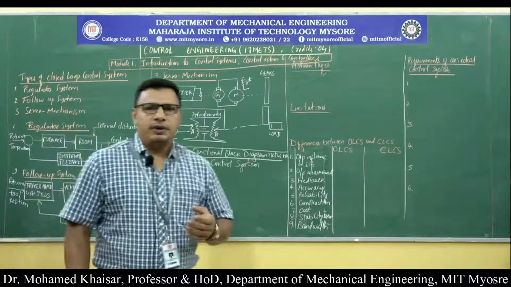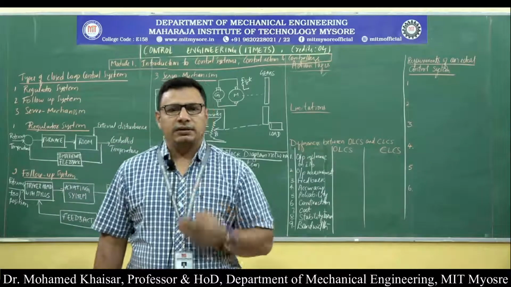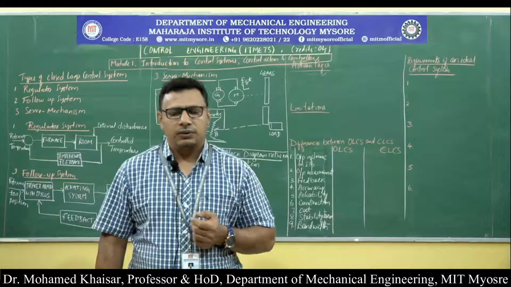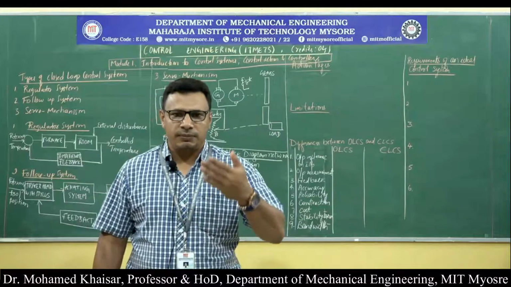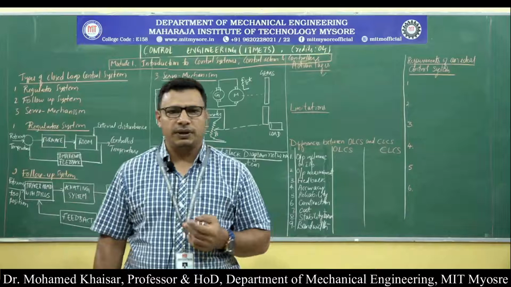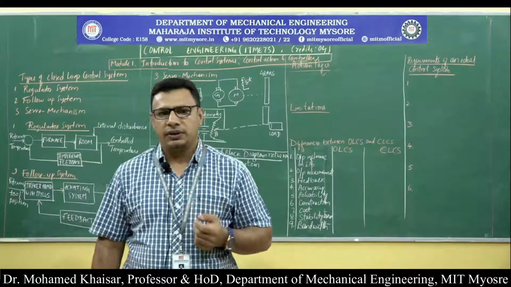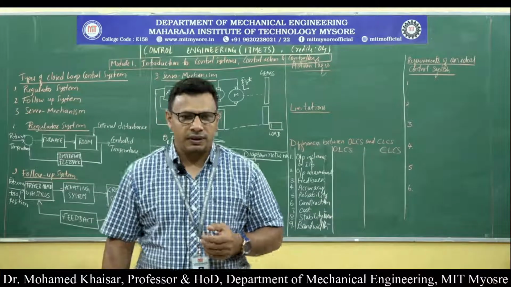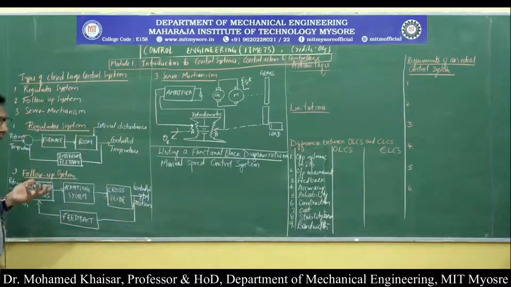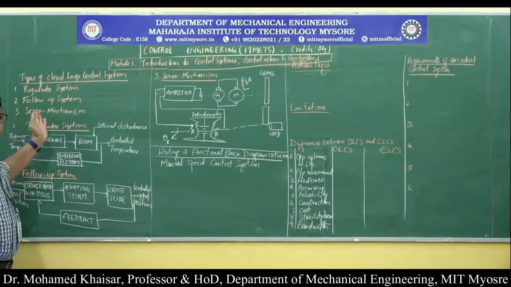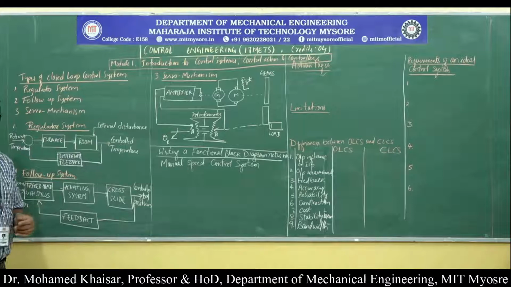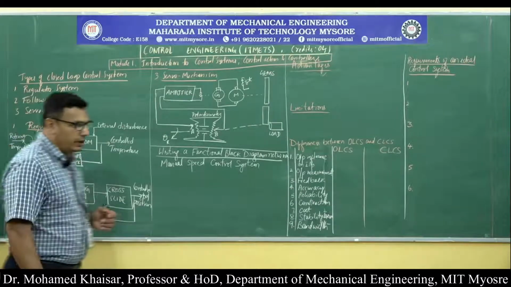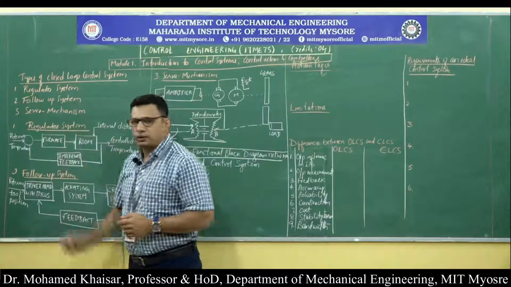Now, in the closed loop control system also there are several types. So, the classification of control systems is in two major types. One is the open loop control system, the other one is the closed loop control system. In the closed loop control system also there is a classification. What is that classification? There are three types of closed loop control systems. Number one, regulator system. Number two, follow-up system. And number three, the servo mechanism. We will now try to learn those three types of closed loop control system in detail.